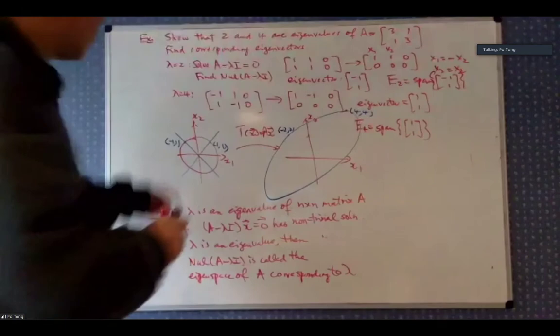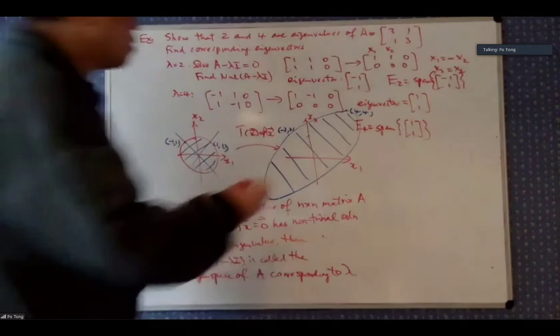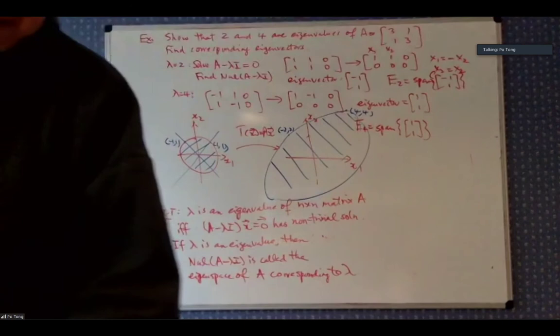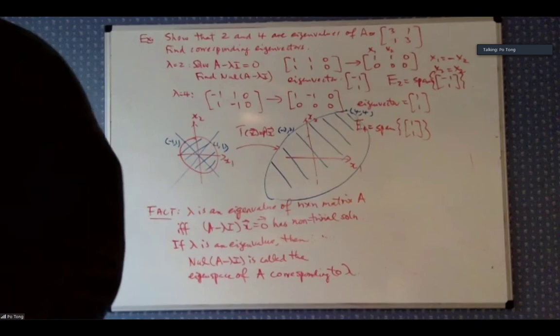So this unit circle here will become this ellipse. I didn't draw it really well, but this is geometrically what happened. Are we okay? I'm going to keep moving.